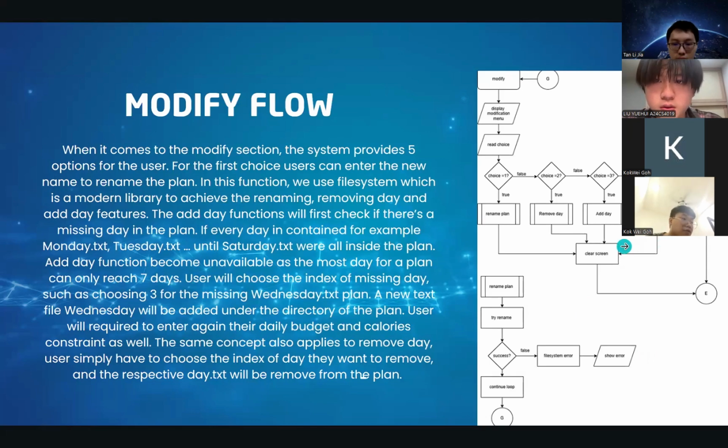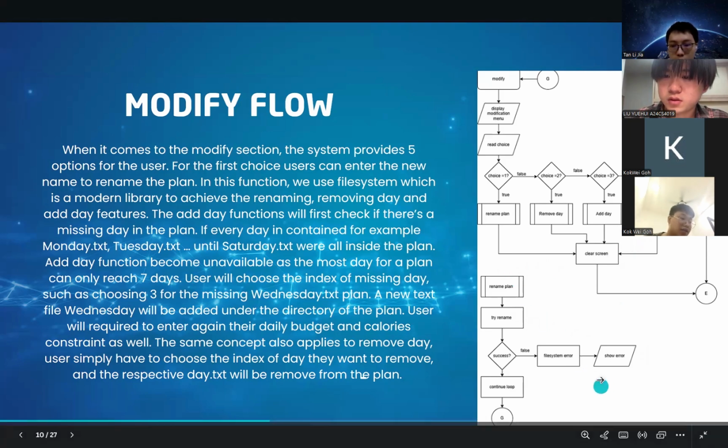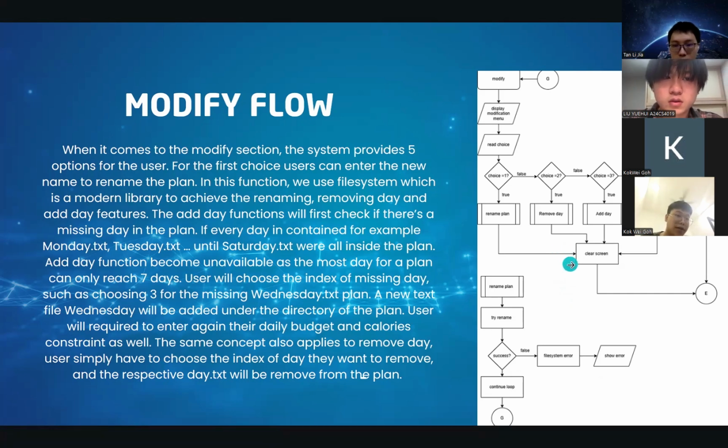Okay, so for the modify flow, we first display the menu for them to choose. We have five options. The first option is rename plan, and the others are remove day, add day, modify previous plan, and exit. For rename plan, the user can just enter a new name for the previous plan. For remove day, each plan has several days, so the user can decide whether they want to remove a certain day in the plan. Add day is the same operation as remove day, but in the opposite way. Modify previous plan, we will explain later.